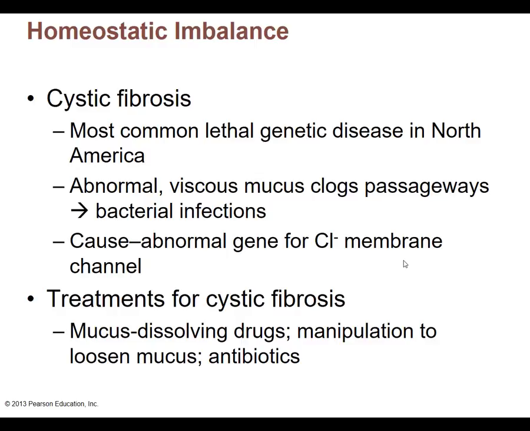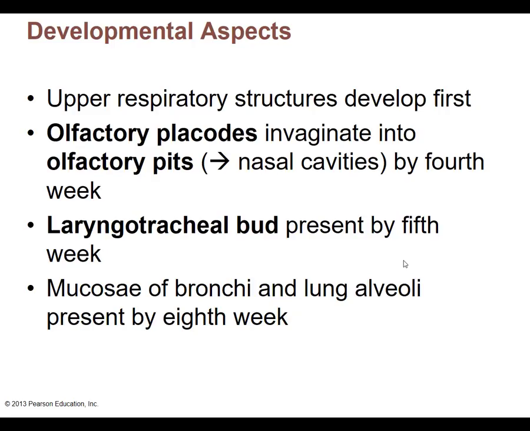Now, onto my developmental aspects. First, upper respiratory structures are the first thing to develop before the lower ones. So your nose, your nasal cavities, we can already start to see these little olfactory pits starting to develop by the 4th week. I've got a picture in a minute. We also start to get the laryngotracheal bud that's going to split to become the larynx and the trachea by the 5th week. Before you even know you're pregnant, that baby is already starting to get respiratory organs.